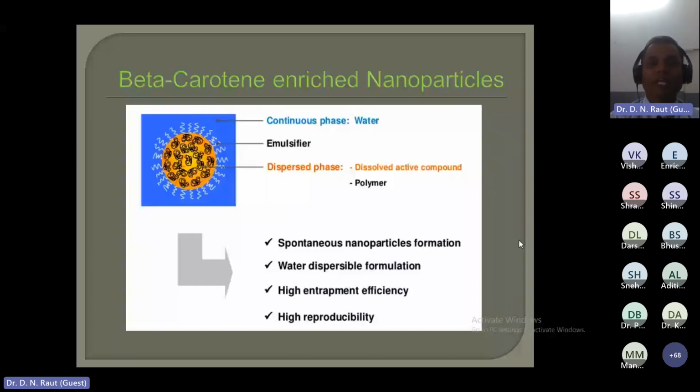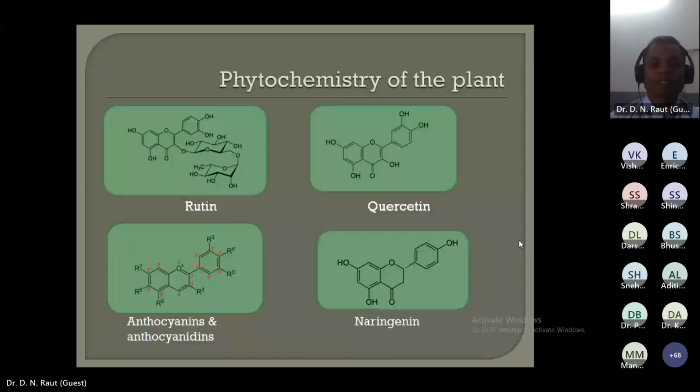With the help of an emulsifier, the drugs can be incorporated by using polymers, forming nanoparticles, which create water-dispersible formulations having high entrapment efficiency of the drugs in the nanocarrier, so that a maximum amount of drug we can bring with that formulation or excipient and reach the site of action. That means the entrapment efficiency could be increased, and it possesses high reproducibility in this case.